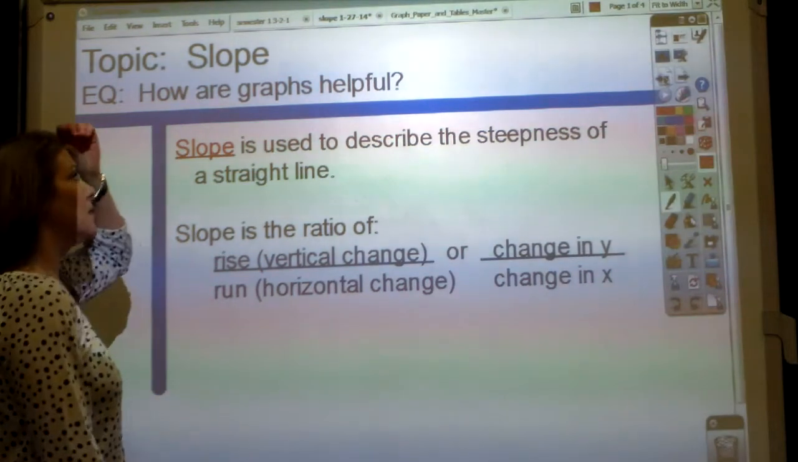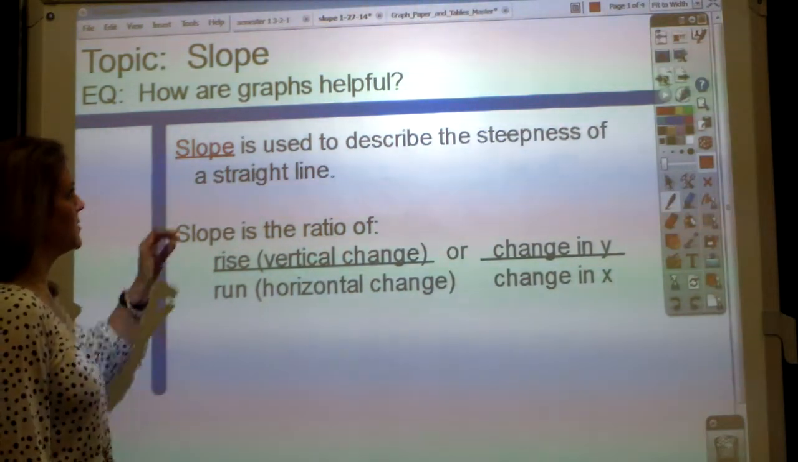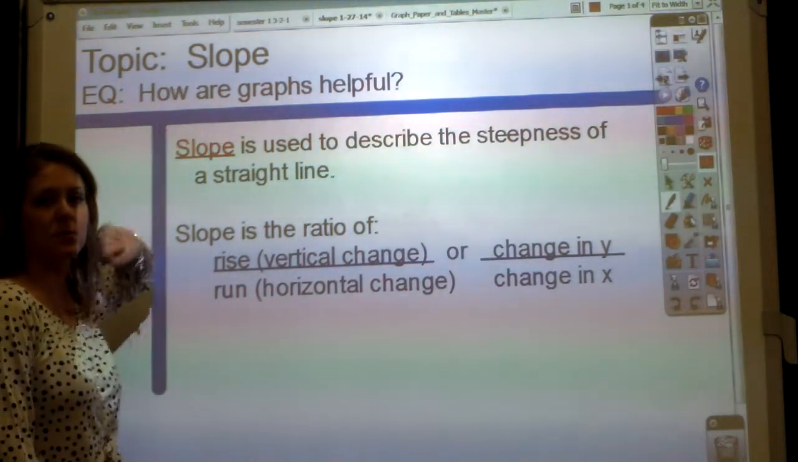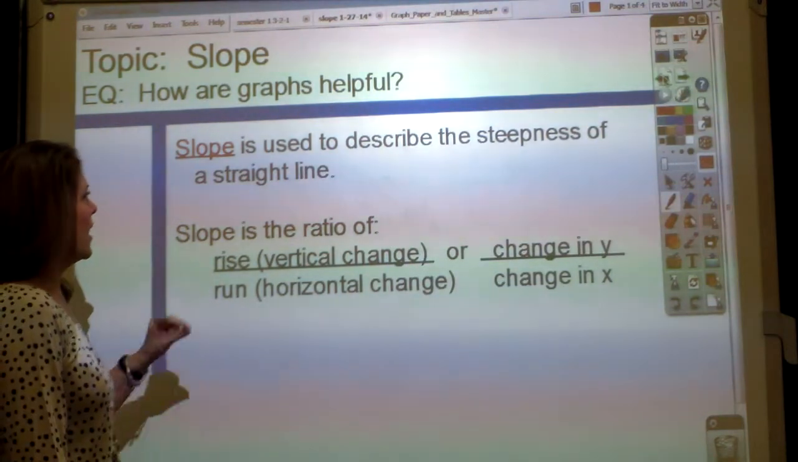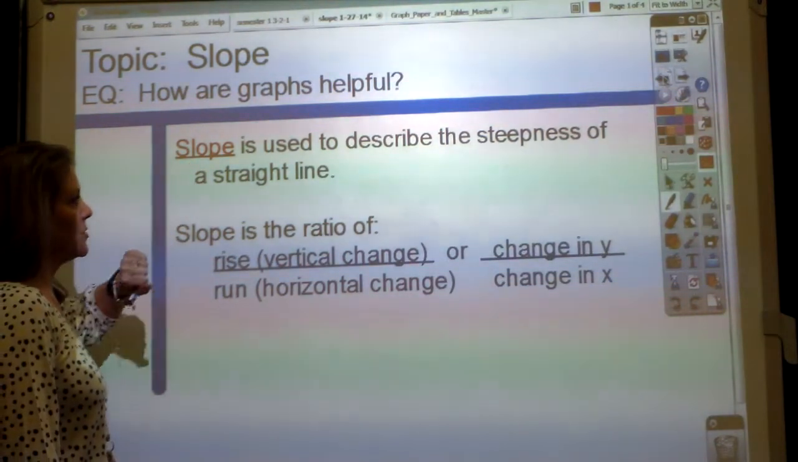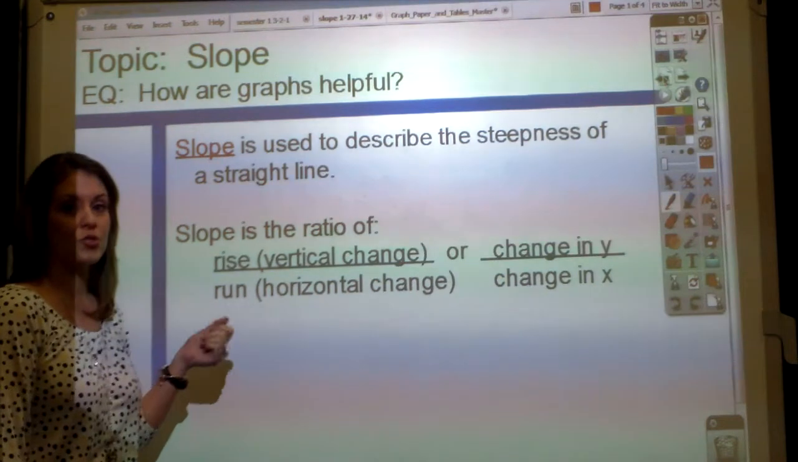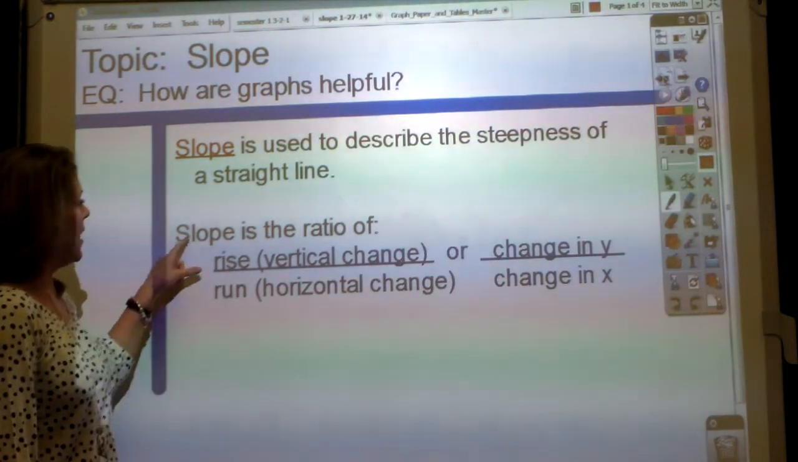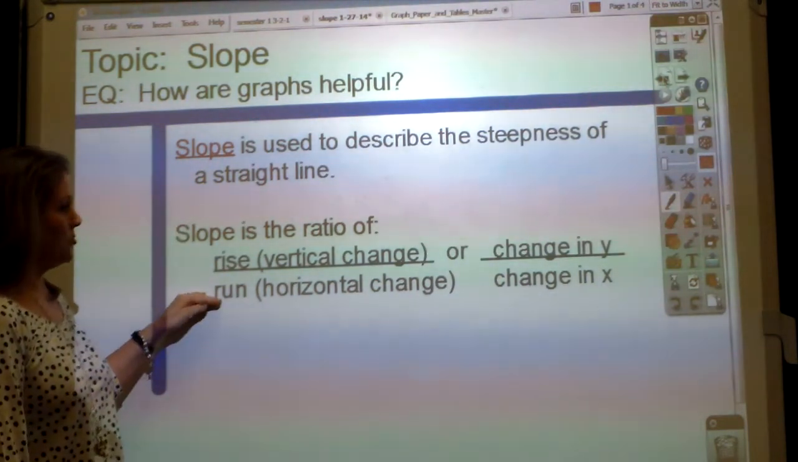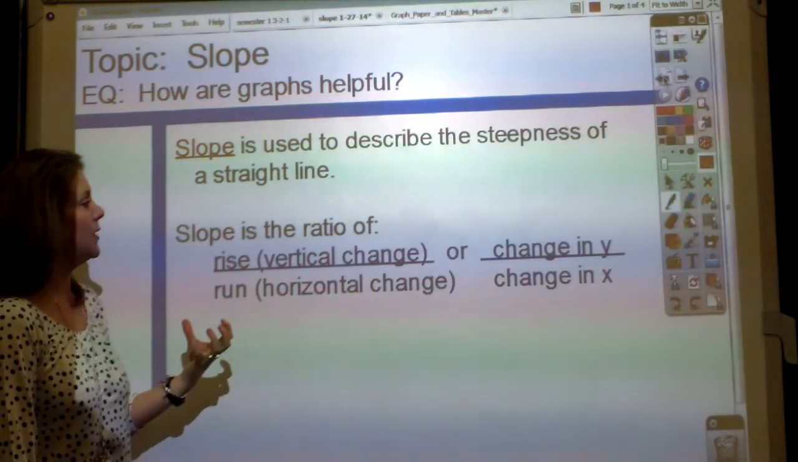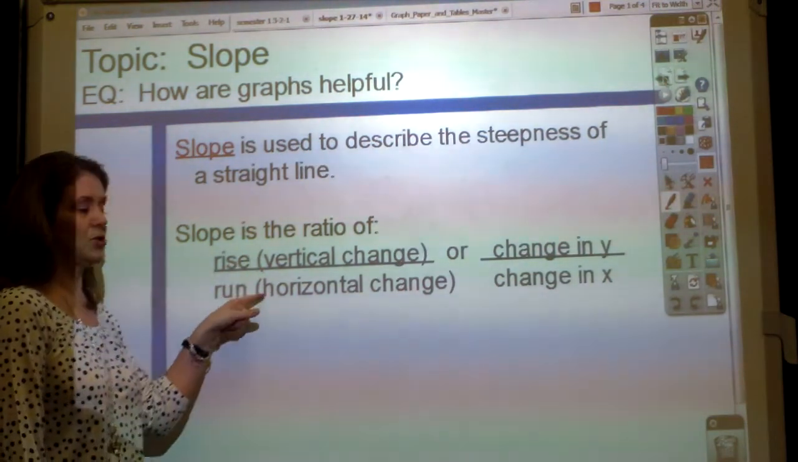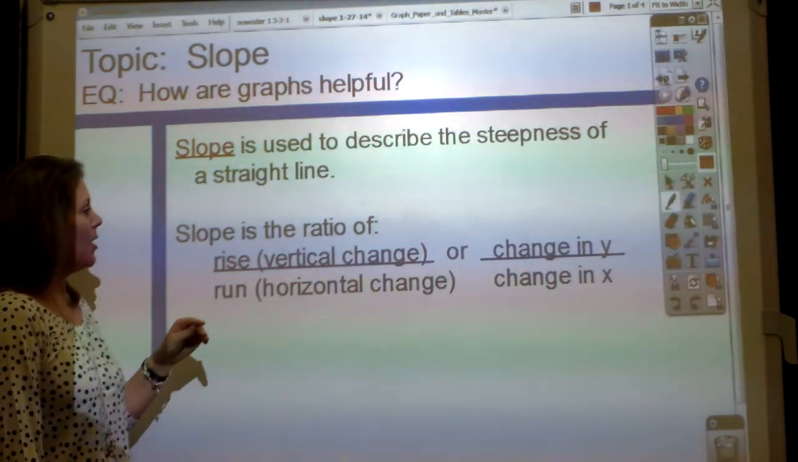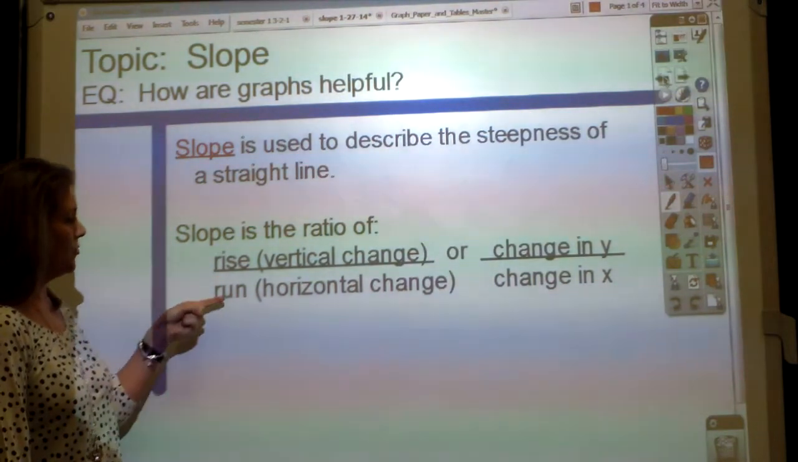In this lesson we're going to be looking at slope. So we're still dealing with graphs, we're still looking at linear functions. Slope is going to be used to describe the steepness of a straight line. As far as how to find the slope, we're very aware of the ratio and how it's set up. A lot of times you'll hear it as rise over run.